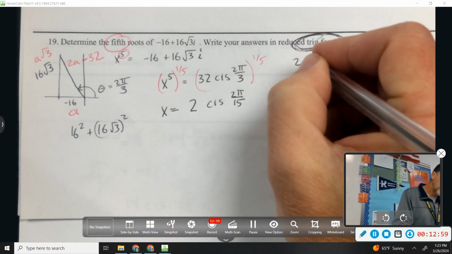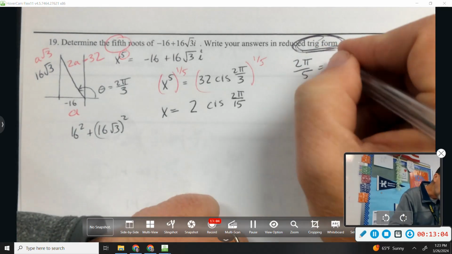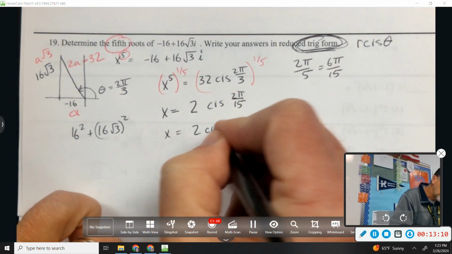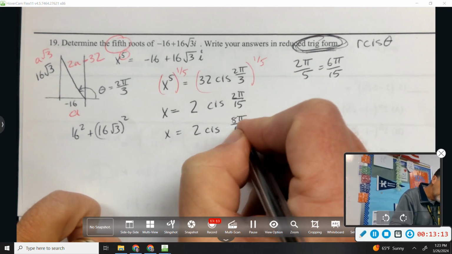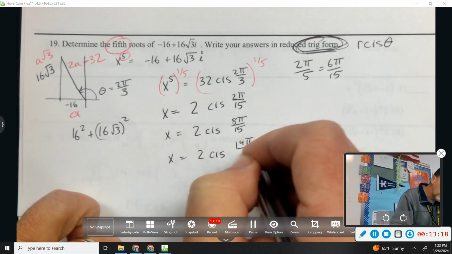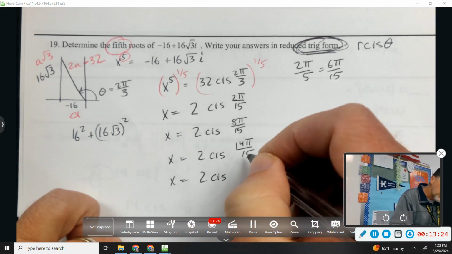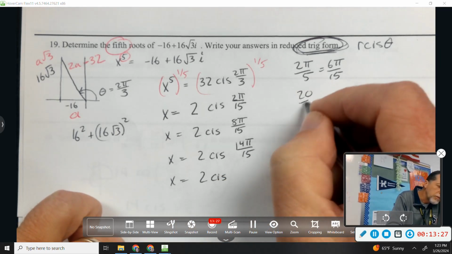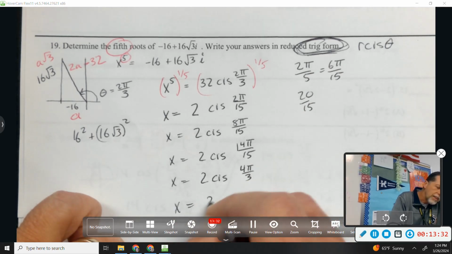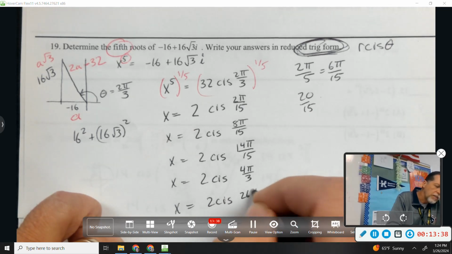So I need to add 2 pi over 5 a bunch of times, which would be the same thing as 6 pi over 15. So 2 cis 8 pi over 15. 2 cis 14 pi over 15. 2 cis 20 over 15, but 20 over 15 would reduce to 4/3. And then lastly, back to the 20. 20 plus 6 is 26 pi over 15.